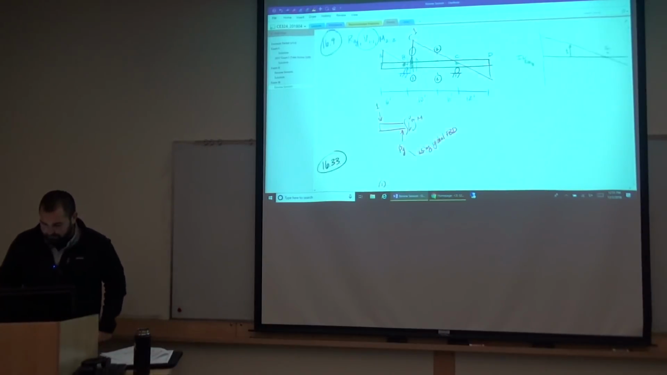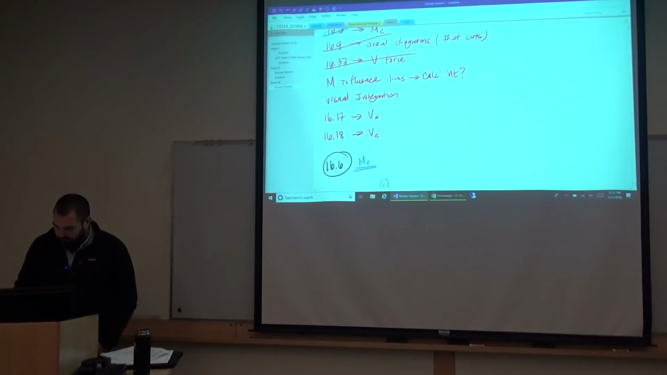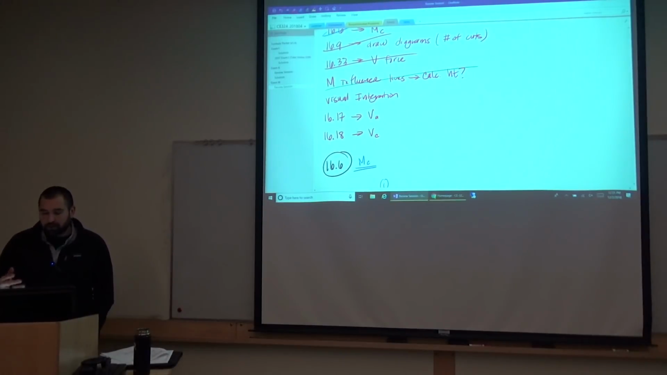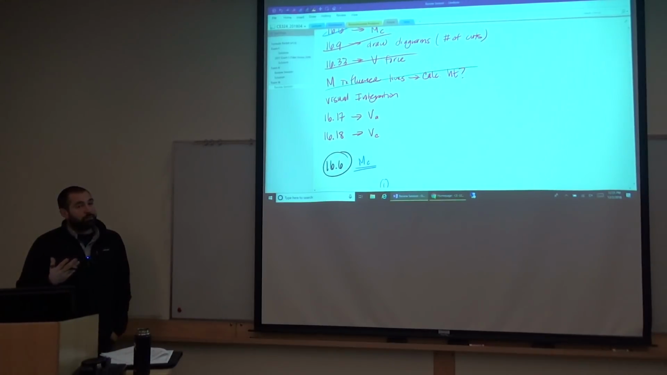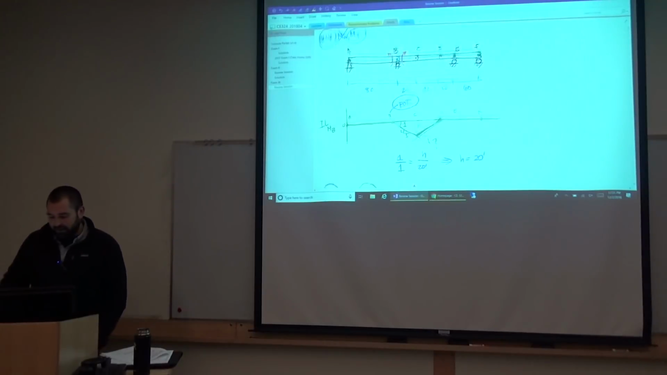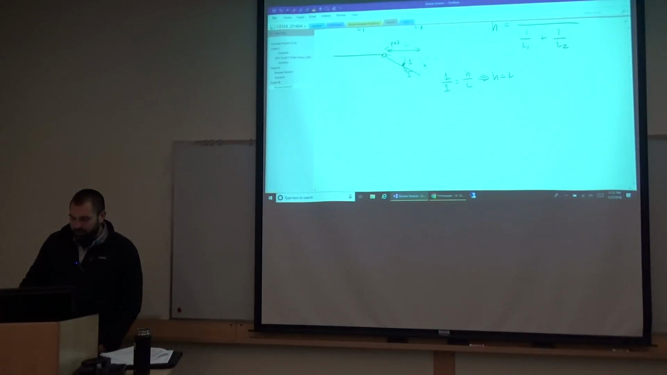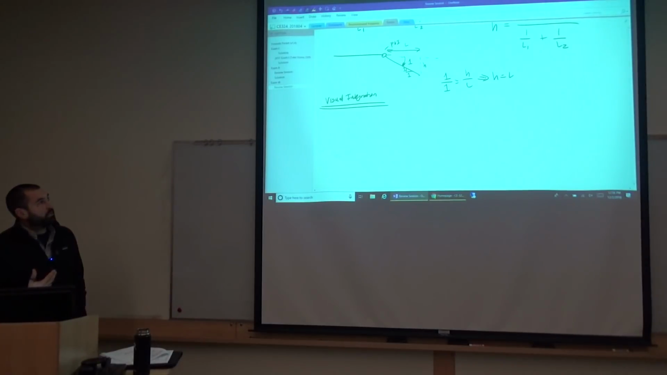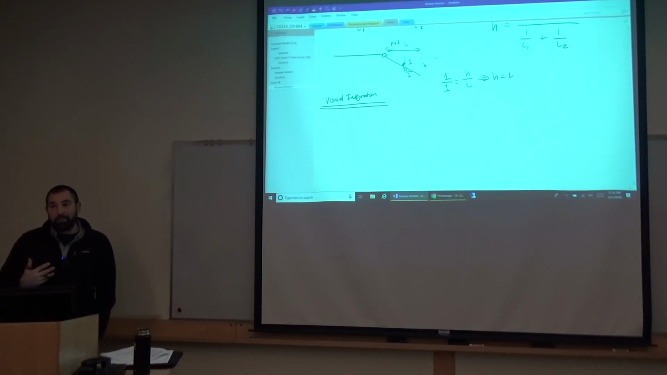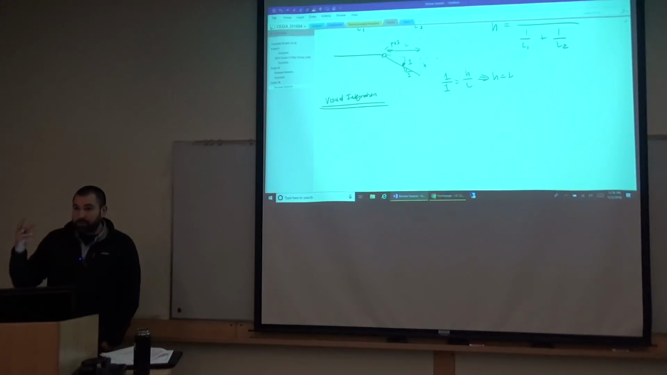All right, let's talk about visual integration. So all of these so far have been Chapter 16 questions, which is great. But let's talk a little bit about visual integration, which is really relevant to Chapter 9. Your book only shows it for bending moment diagrams, but it works for any other kind of multiplication of one function by another.